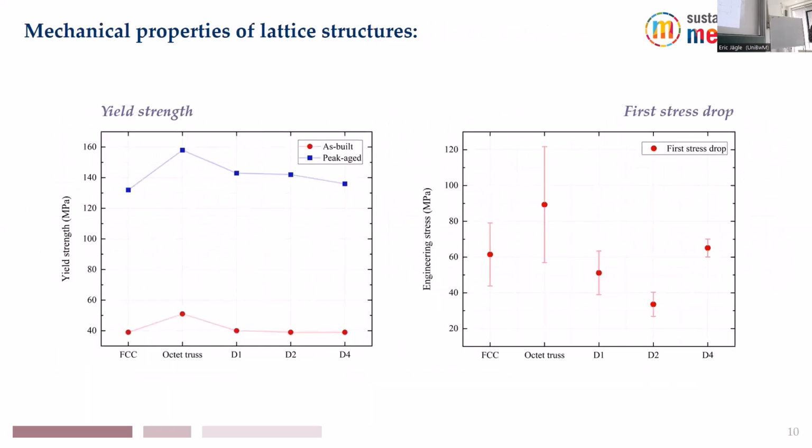So this is just analysis of all the data that we had collected. If we focus on yield strength, it was obvious that as-built would show less yield strength and p-caged would show higher yield strength. Specifically in p-caged condition, the yield strengths of D1, D2, and D4 lie between FCC and octet, somewhere in the middle, but they are still comparable with the yield strength of octet truss. In terms of first stress drop, we can see that amongst all five, D2 shows the least amount of stress drop. That means it's a good and predictable behavior. The variation in stress drop is also very less.